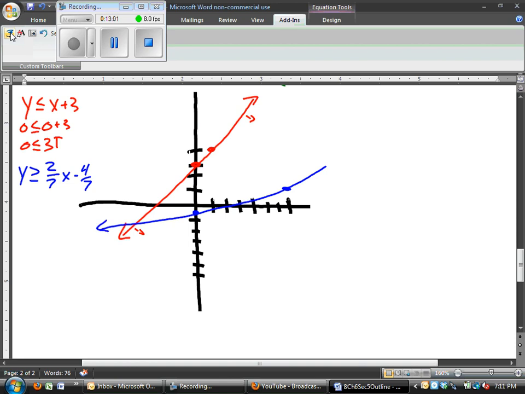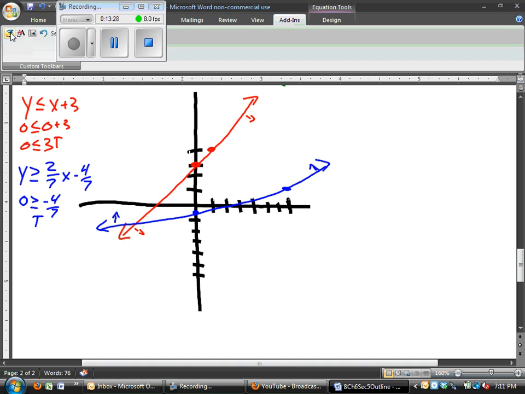And that was a terrible line. I hope you did better than I did. Good thing I'm not in Mr. Rodney's art class. So if I plug in 0, 0, 0 is greater than or equal to negative 4/7. 0 is bigger than anything that's negative. So this is true also, which means I'm shading up.